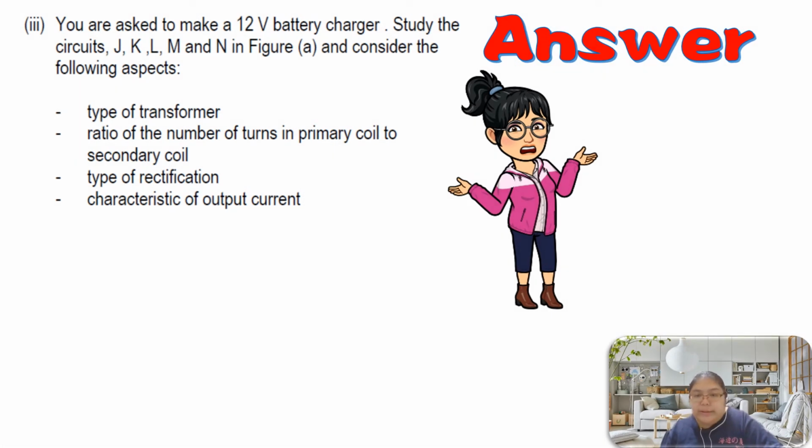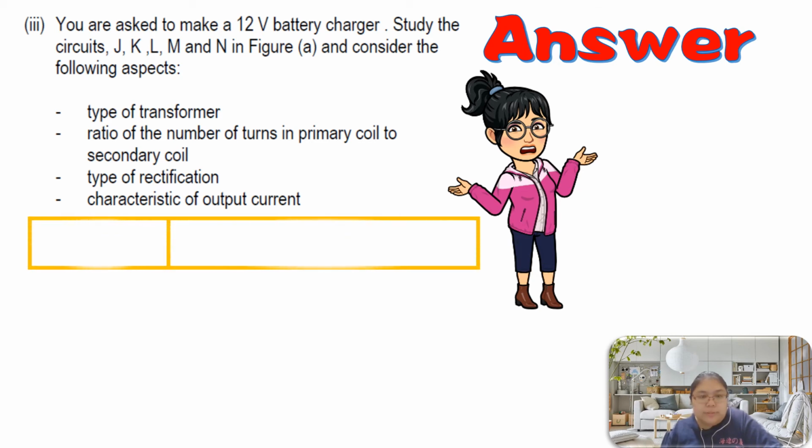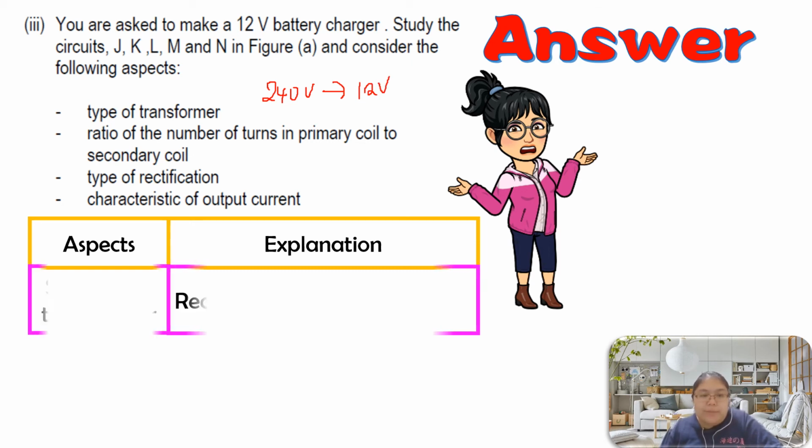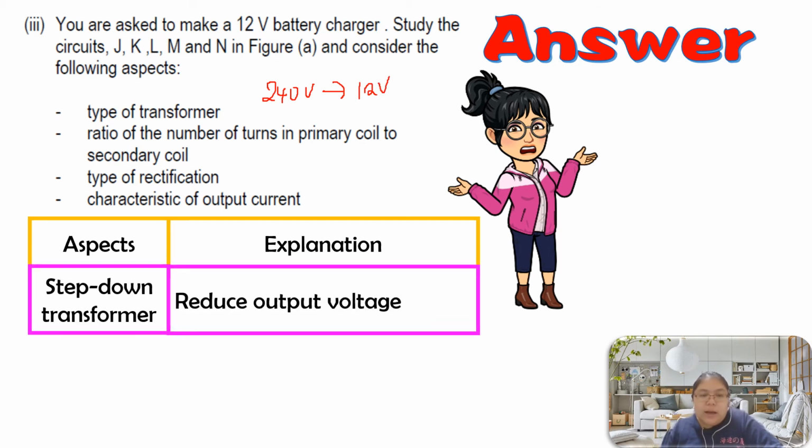Let me start the table form. In one column you must write the aspect, and another column should be the explanation. Now we're going to see the type of transformer. The input is 240, is it? So you want to produce 12 volts. That means it is a step-down transformer, which reduces the output voltage. This is the explanation.